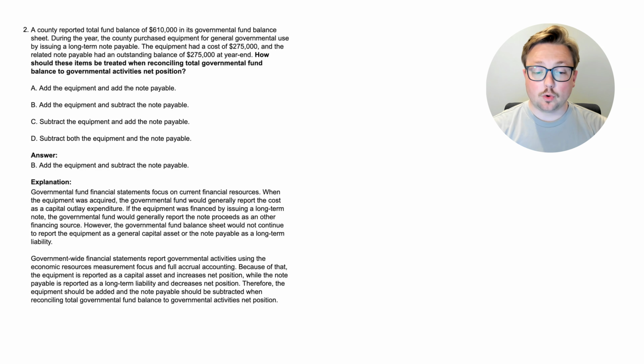Because of that, the equipment is reported as a capital asset and increases net position, while the note payable is reported as a long-term liability and decreases net position. So we're adding the asset, subtracting the liability. Therefore, the equipment should be added and the note payable should be subtracted when reconciling total governmental fund balance to governmental activities net position. So again, not an extremely complicated concept once you understand how the governmental fund balances are treating things and the governmental activities net position is treating things.